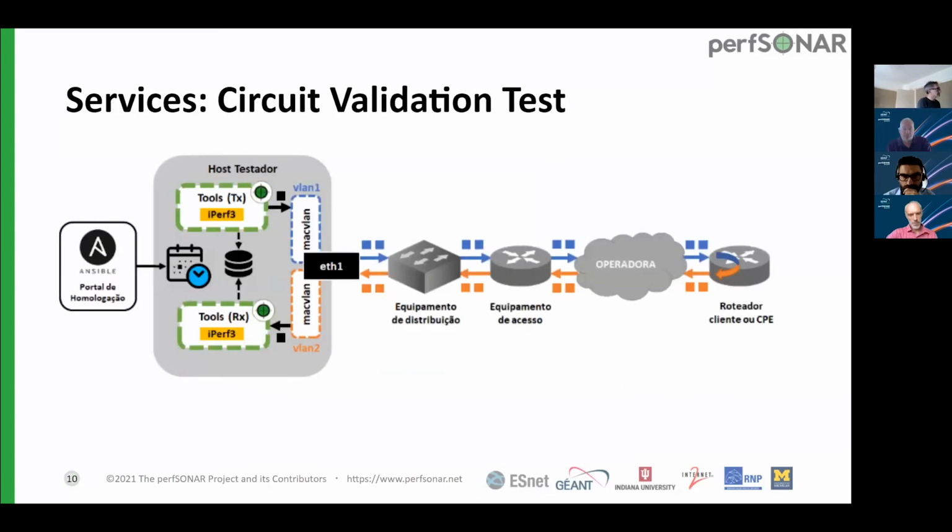Regarding the circuit validation test, we run two perfSONAR toolkit containers on the same host, and we force a loopback test to the CPE, the customer premises equipment, that is the last equipment inside the client institution. We try to validate if the circuit from the CPE to the point of presence has the specific characteristics that we need. This test we currently automate with Ansible, and we're trying to contribute it as an official perfSONAR test so that it can be orchestrated by pScheduler, and we're almost there.